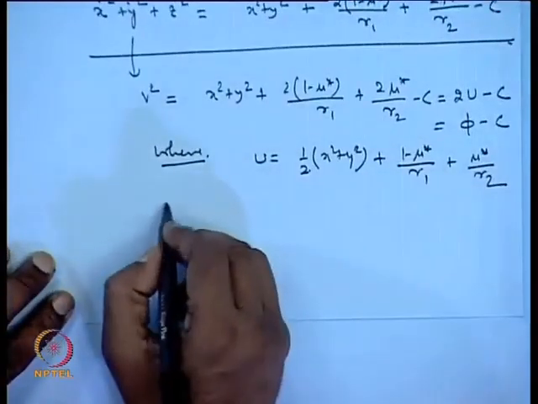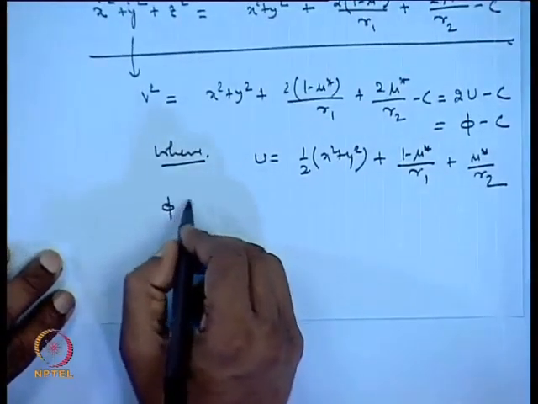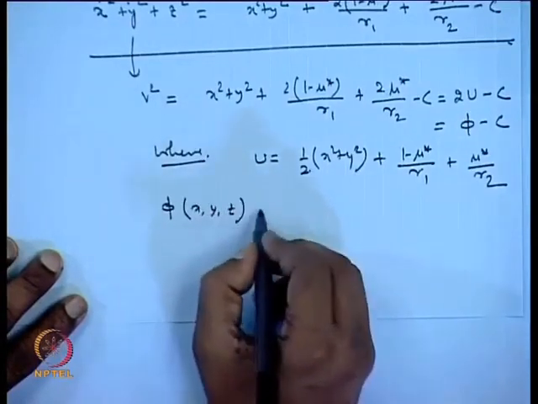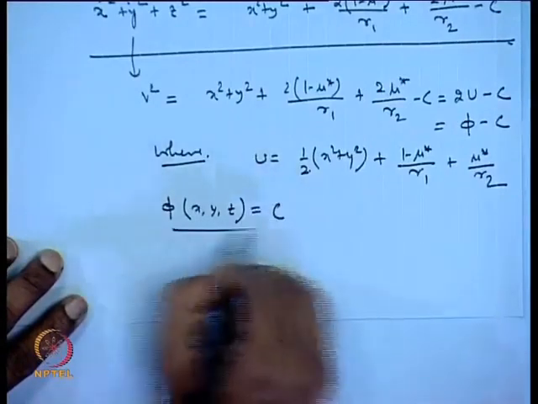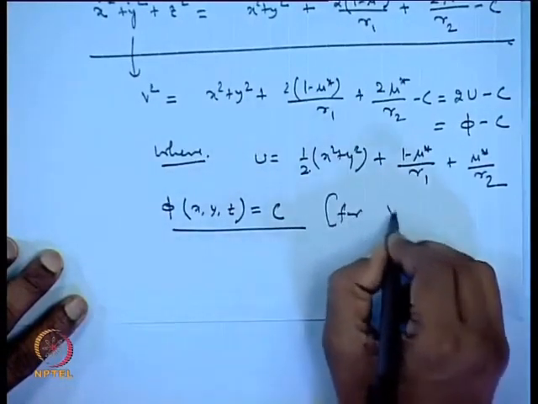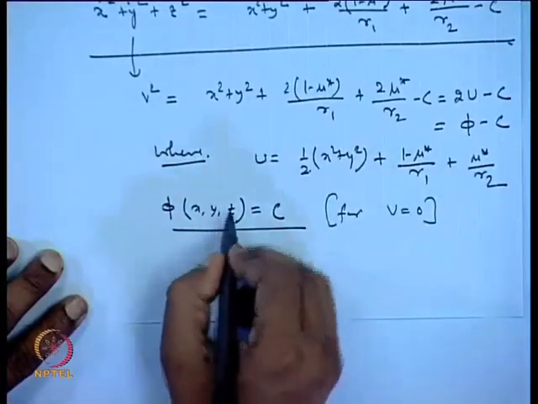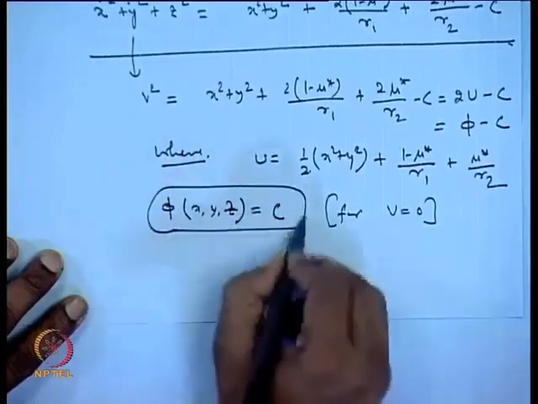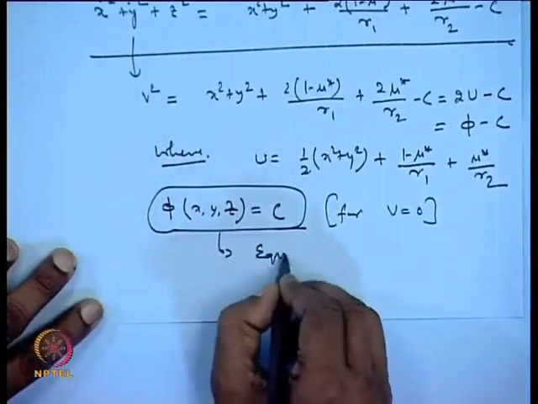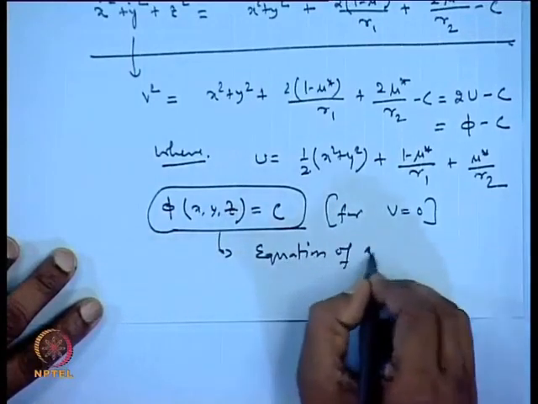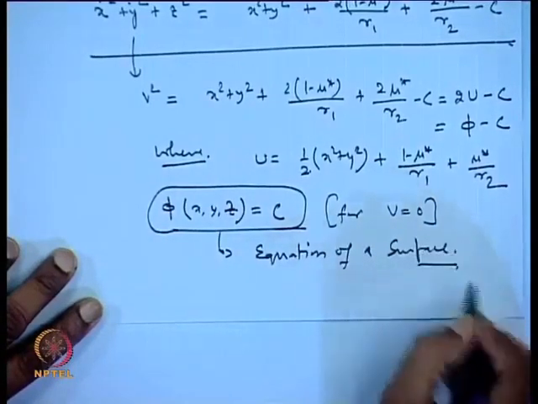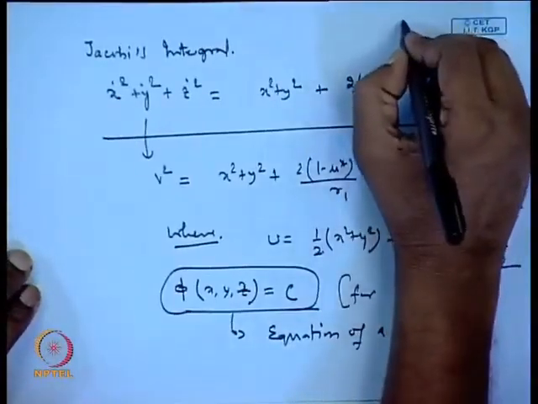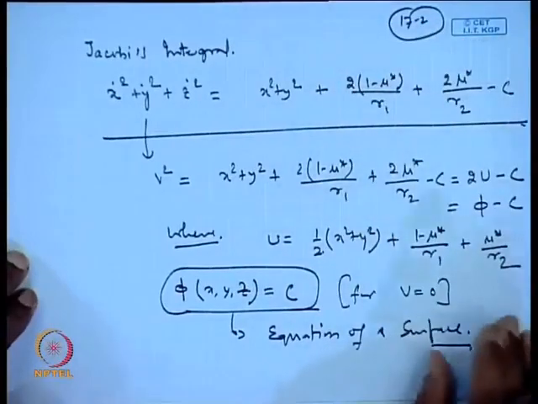Okay. So, here the phi which is appearing, we wrote as a function of x y z, and for v equal to 0, phi which is a function of x y and z, this describes the equation of a surface. So, we will keep discussing these things and expand it further.